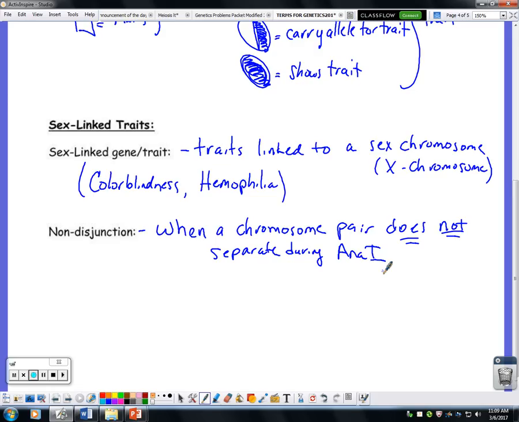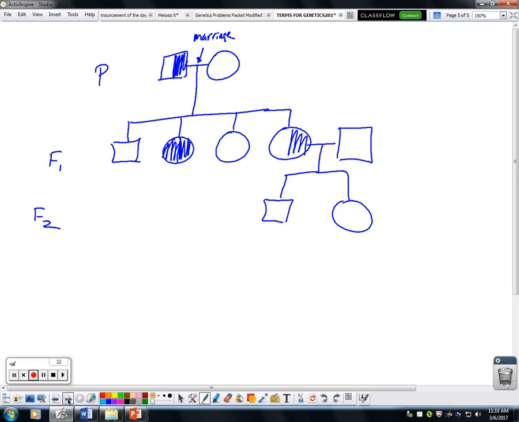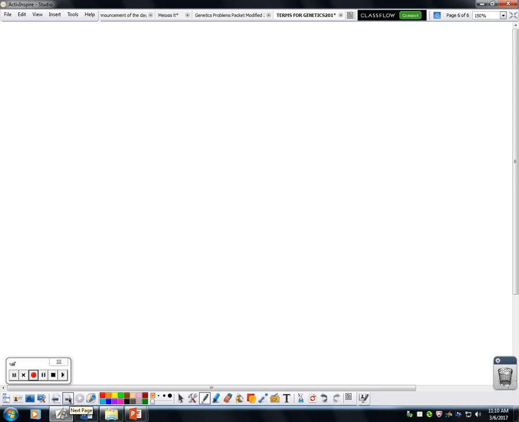Okay, so we're going to go to the non-disjunction problems. My first issue, and I'm just going to draw this, is a germ cell that is going to become an egg cell. And I'm just going to draw maybe 3 pairs of chromosomes. As far as autosomal non-disjunction issues, there are lots of others, but the one that you'd be most familiar with is when the chromosome pair 21 does not separate.